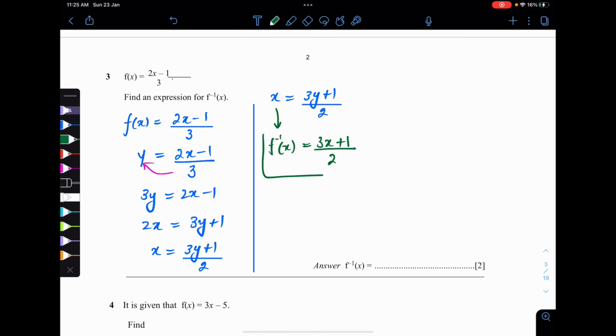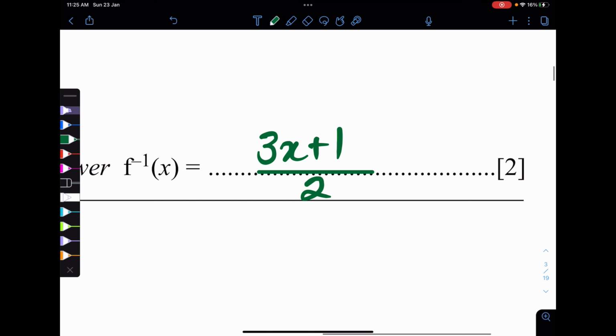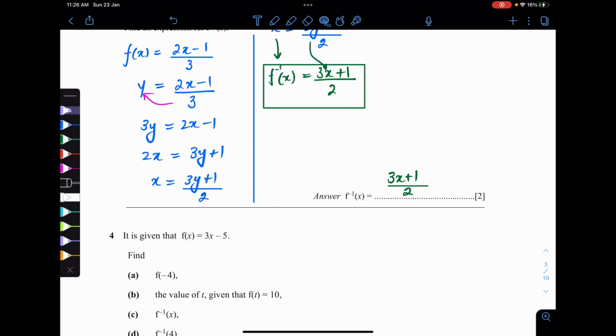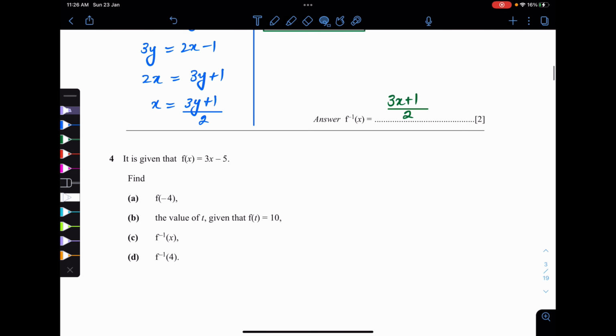You have to make x the subject and then replace two things. Firstly, replace x with f inverse, and then replace y with x. So this is your final answer, (3x + 1) divided by 2. Do not hesitate to go below this dotted line where you're putting the answers in the answer space. That is perfectly fine. Otherwise, if you're not comfortable doing that, you can write the entire answer above the dotted line as well. That is treated correctly as well.